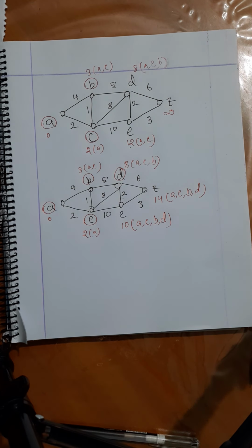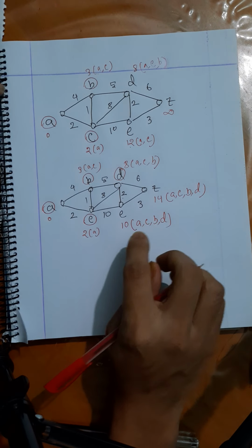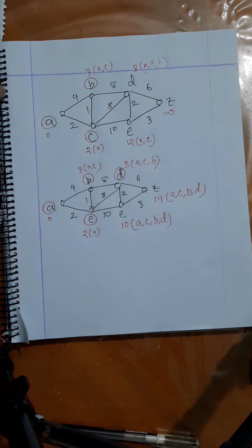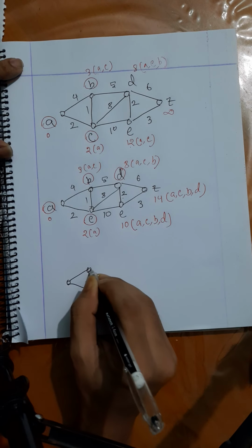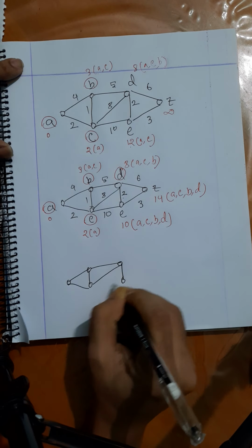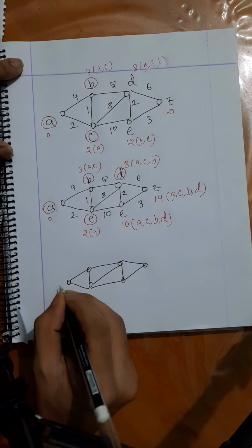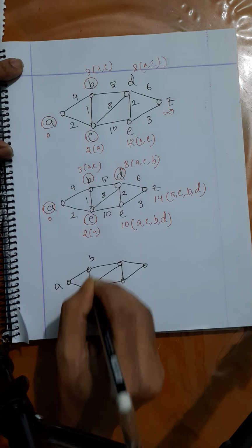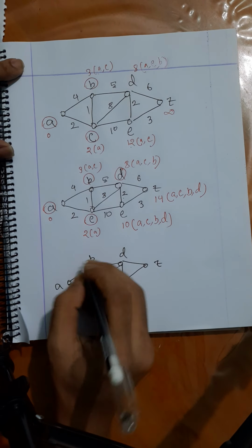Now we'll check for the smallest node again, which is not selected yet, and that is going to be E here, because we have only 2 nodes left, E and Z. E has a value of 10, Z has a value of 14, so we are going to select E in the next step. Let's draw it again. So A, B, C, D, E, Z here.